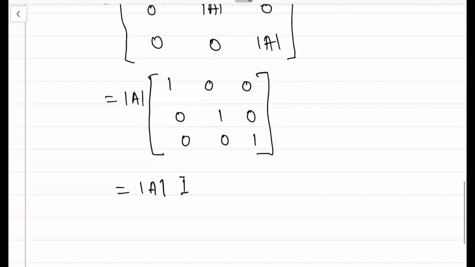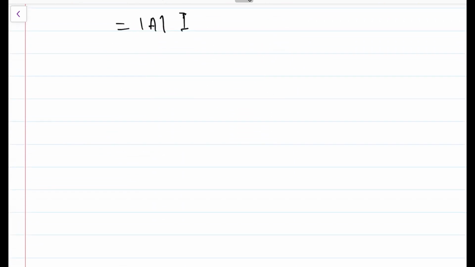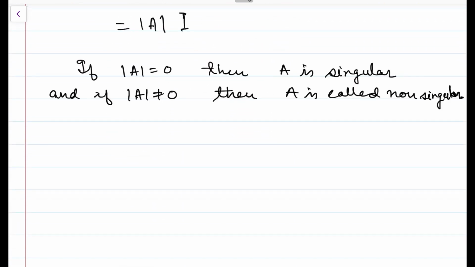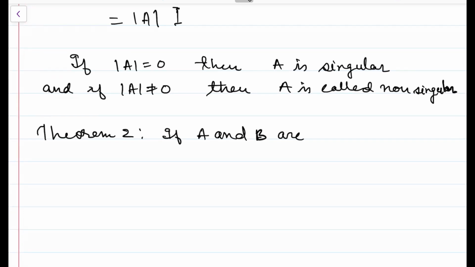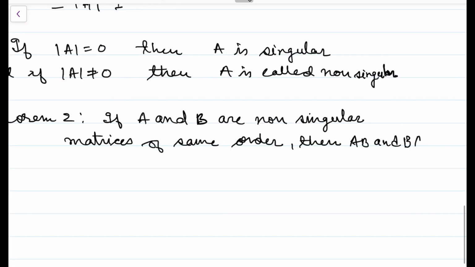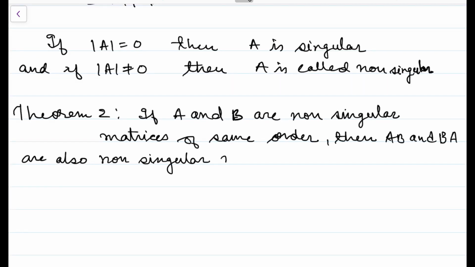Now singular and non-singular matrix. If the determinant value of a matrix is 0, then it is called a singular matrix, and if the determinant value of a matrix is not 0, then it is called a non-singular matrix. Now we'll write two theorems without proof. First one: if A and B are two non-singular matrices of the same order, then AB and BA are non-singular matrices of the same order.